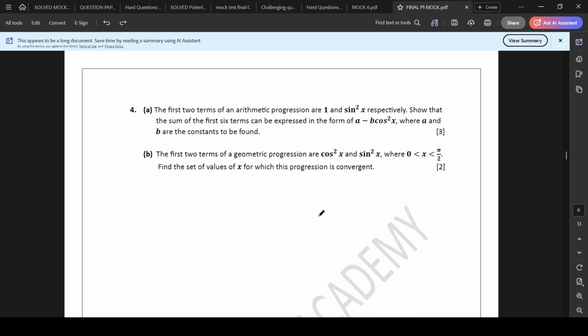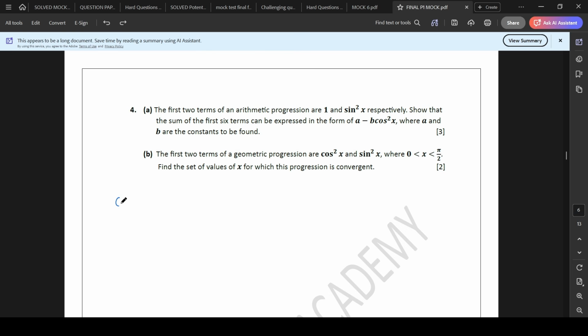Now let's move on to the fourth question. So this question is from sequence and series, where we are given in the first part the first two terms of an arithmetic progression are 1 and sine square x respectively. Show that the sum of the first 6 terms can be expressed in this particular format, where a and b are the constants to be found. So we need to express the sum of the first 6 terms of an AP. So I need to use S6 formula for the AP.